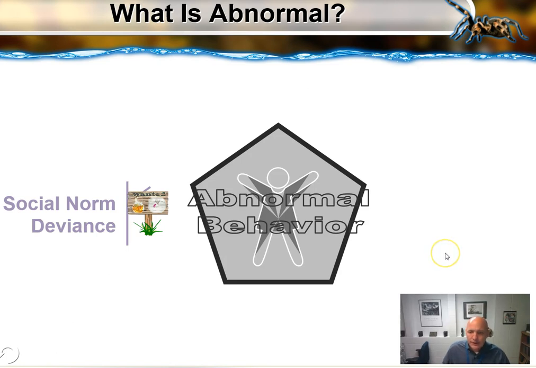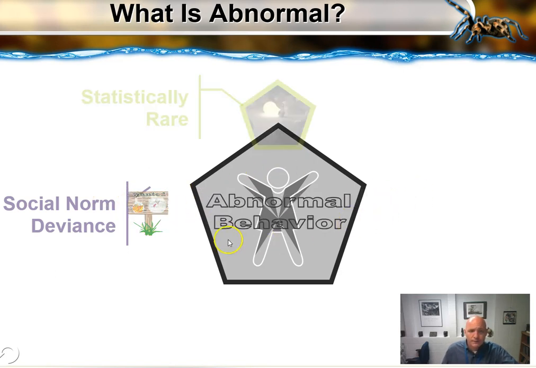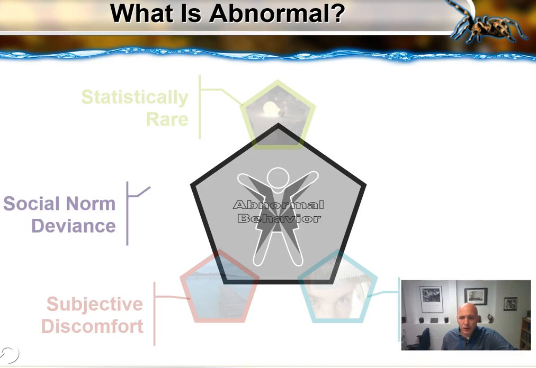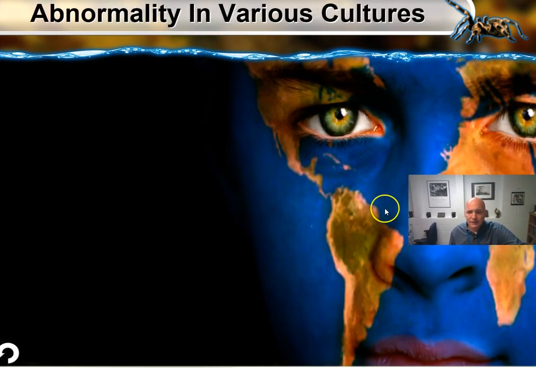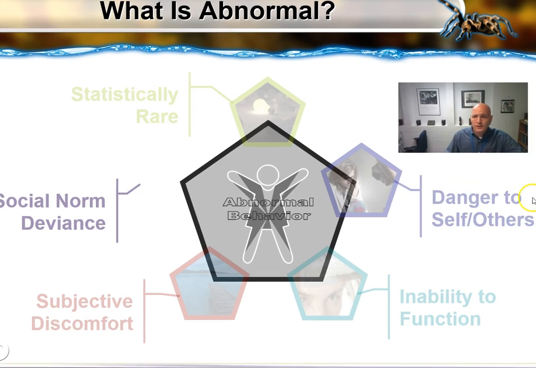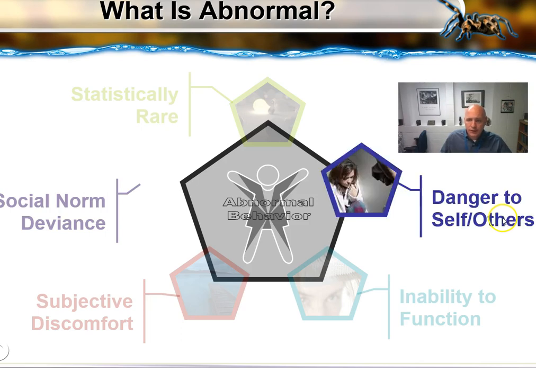What makes a person abnormal? Psychologically speaking, in terms of psychopathology, we're looking for a few different things. Social norm deviance, a person deviates from the social norm. This action or feeling or behavior is statistically rare. This person is dealing with subjective discomfort. The person is unable to function in life. And the person is a threat to themselves or to others. These are all things that we would look for in the field of psychopathology and be concerned about.